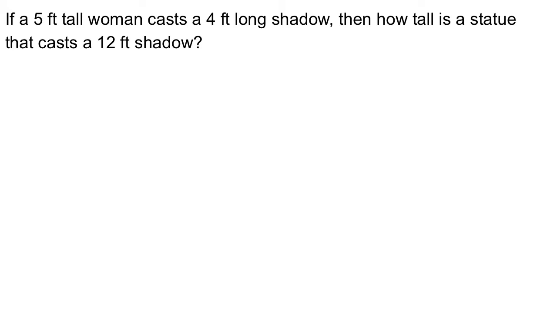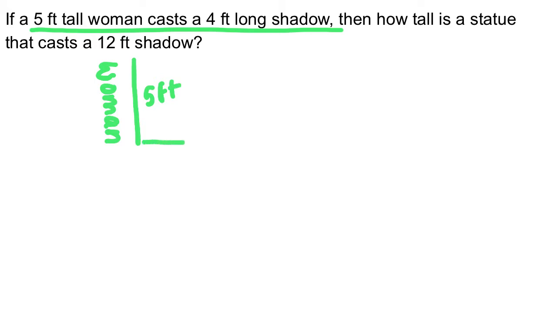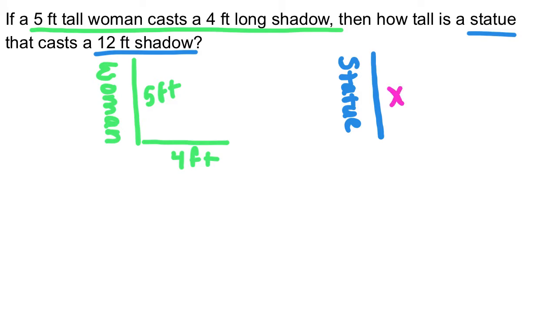The next example says, if a 5-foot tall woman casts a 4-foot long shadow, then how tall is a statue that casts a 12-foot shadow? So if I start by drawing a picture, I know that the 5-foot tall woman casts a 4-foot shadow. So here is my woman with her height of 5 feet, and her shadow is 4 feet. Then the problem says that the statue, we don't know the height, but it casts a 12-foot shadow. So if I have my statue here, I don't know what the height is, so I'm going to label it as x, but we know that the shadow is 12 feet.